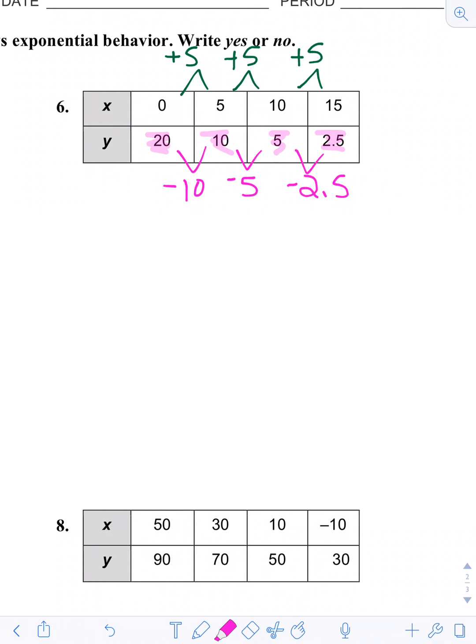So you can plot this if you want to. If you want to pull up the notes on Schoology that I already filled out, I have the graph on there. But yes, this is going to be exponential. Because if you look at the pattern, your x values are going up by a constant number. Your y values, though, are being cut in half. And when they're being cut in half or doubling or cut in thirds, like I said, that's how you know that it is going to be exponential.